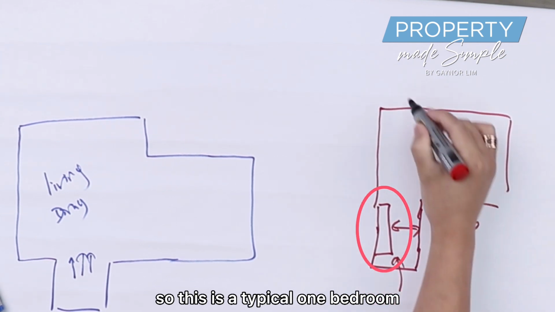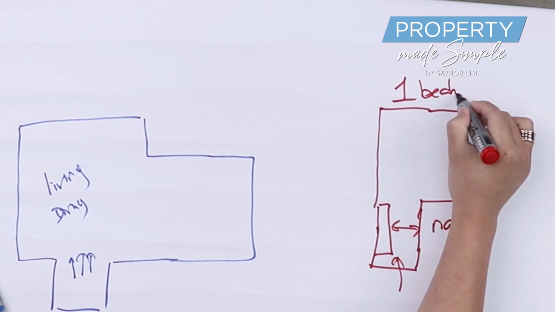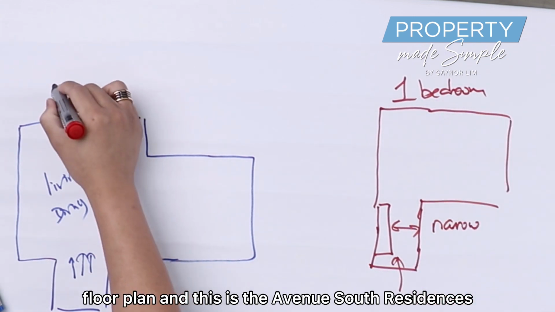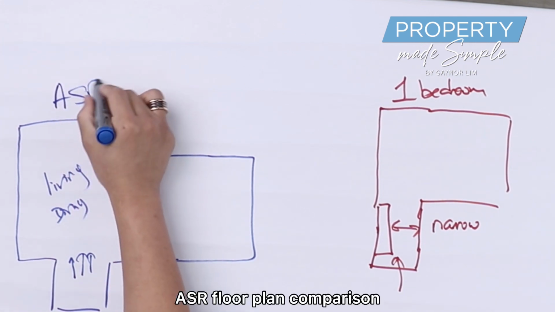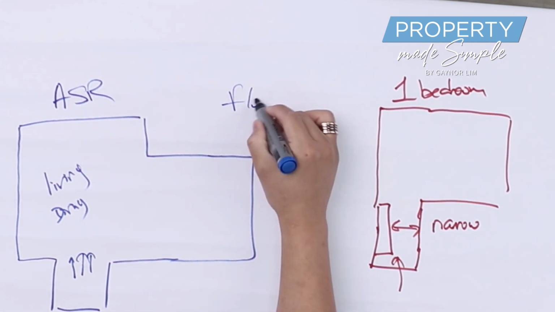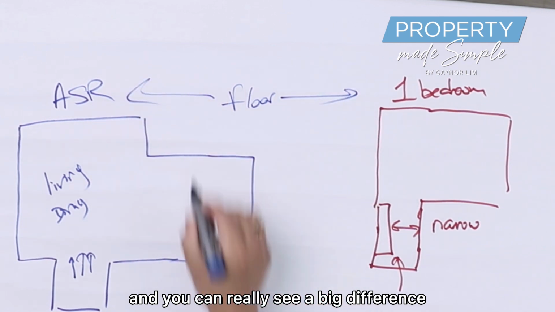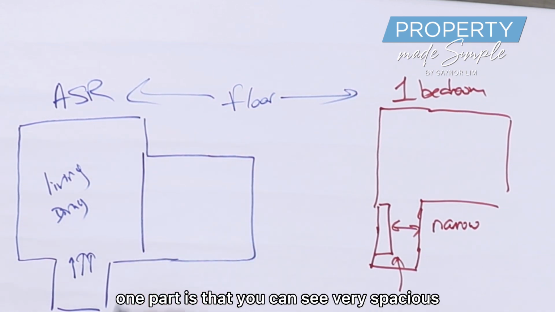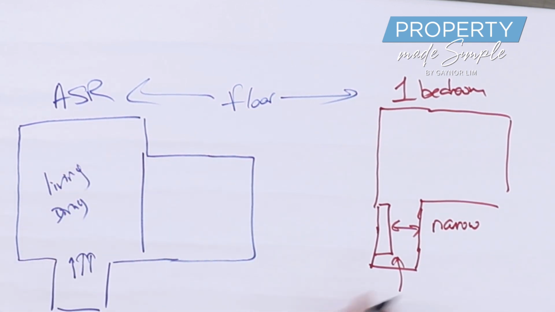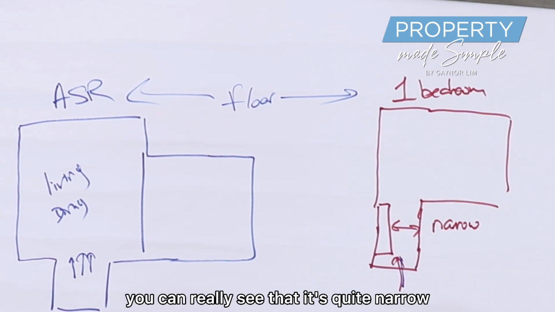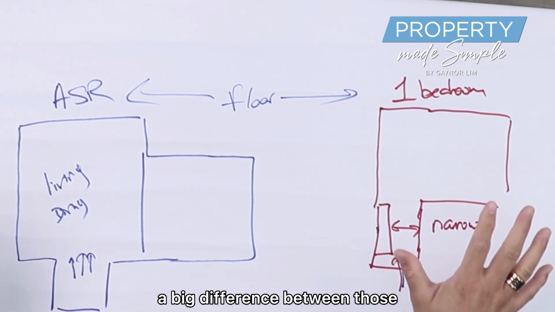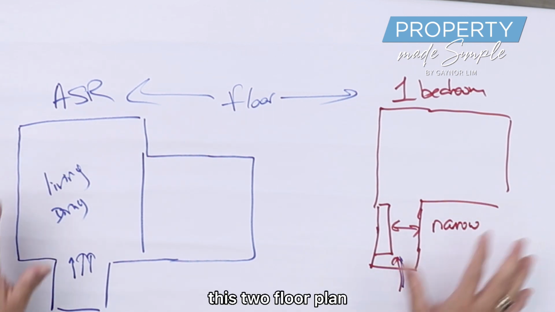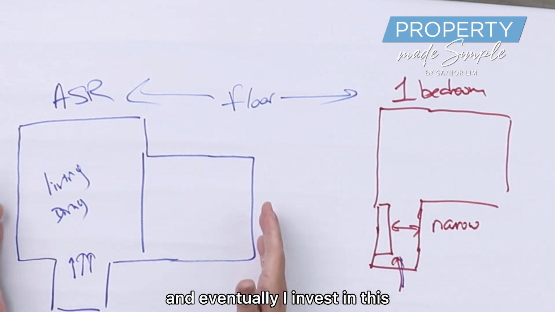So this is a typical one-bedroom floor plan, and this is the Avenue South Residences, ASR, floor plan comparison, and you can really see a big difference. One part you can see is very spacious. The other part, when you enter, you can really see that it's quite narrow, and that's why you can really see a big difference between these two floor plans, and eventually I invested in this.